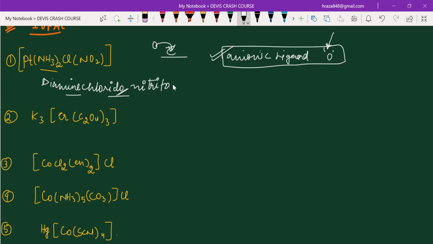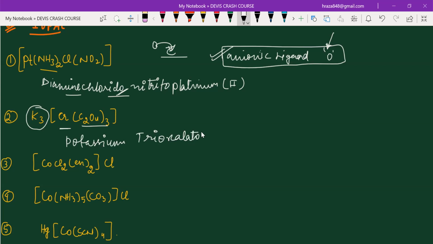And then platinum and whatever the oxidation state is, I think 2 will be there, right? Yes. Now come to this. If you have a positive counter ion, that name will be written first. Potassium only, not tripotassium, not tetrapotassium. Then there will be a space. Come to the ligand, and it is tri. Oxalate has a negative charge, so it will be oxalato. And then come to the chromium.